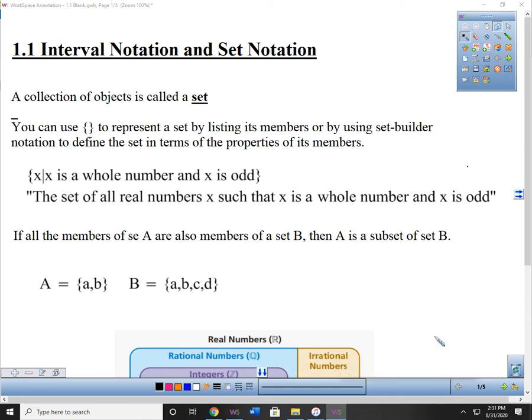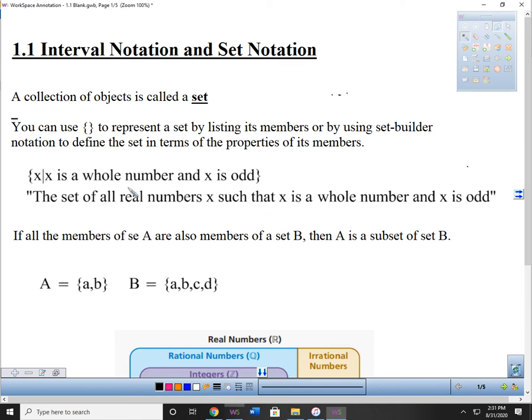Okay, so we're talking about interval notation and set notation. A collection of objects is called a set. All right, so if you have a set of numbers, you could have a set like 1, 2, 3, 4, and then a comma and ellipses, which is the three dots that say this continues on. So you can use braces to represent a set by listing its members or by using set builder notation to define the set in terms of all the properties of its members.